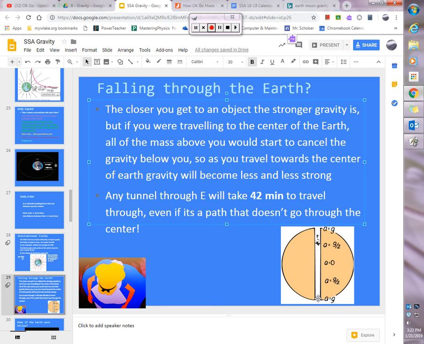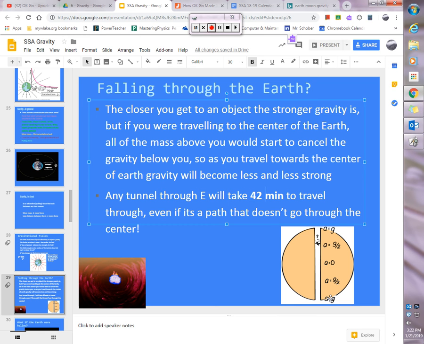It's interesting to think about because you would accelerate through that hole. When you got to the center, you wouldn't just stop, but you'd have so much speed by the time you got to the center that you would fly right through it, and then you'd start getting pulled back towards the center. And you'd slow down, slow down, slow down, and stop all the way at the other end.